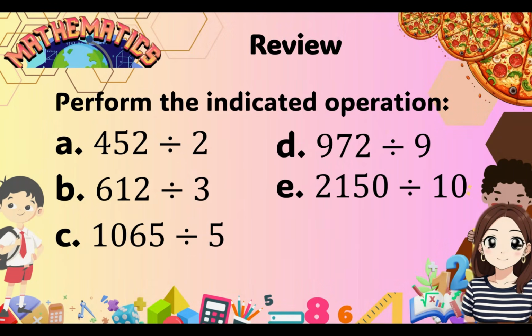For our review, perform the indicated operation. Use long division method. Letter A, we have 452 divided by 2. Letter B, 612 divided by 3. Letter C, 1065 divided by 5. Letter D, 972 divided by 9. Letter E, 2150 divided by 10.